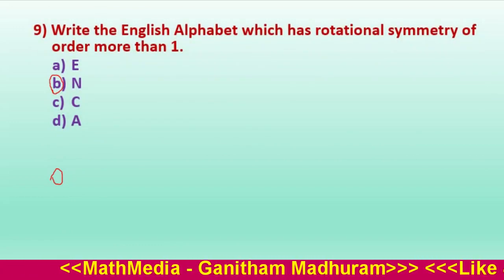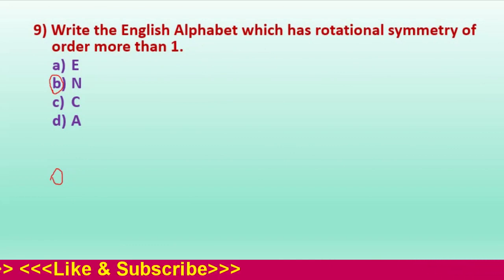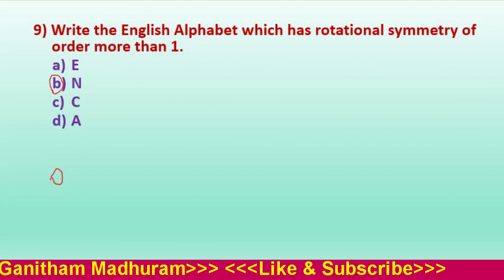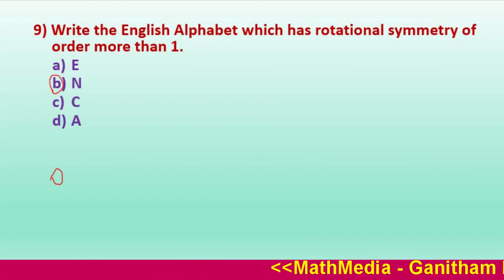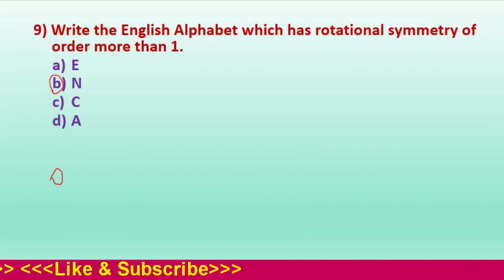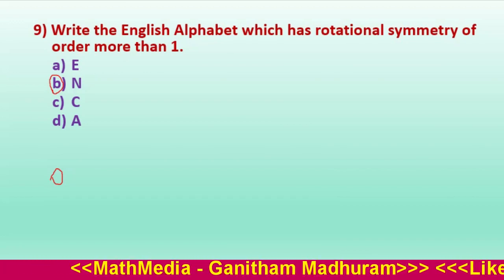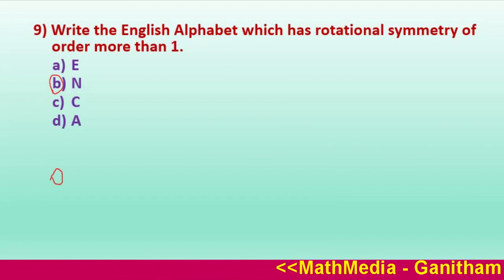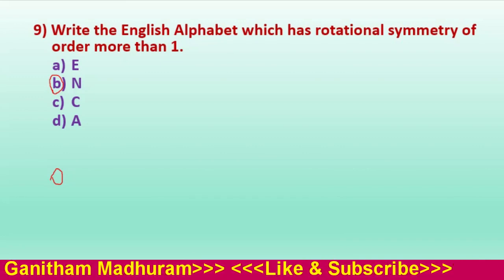Next question. Write the English alphabet which has rotational symmetry of order more than 1. Here it is having rotational symmetry of order 1. Every letter, every shape has rotational symmetry of order 1. But the letter N has rotational symmetry of order 2. Hence the correct option is option B.